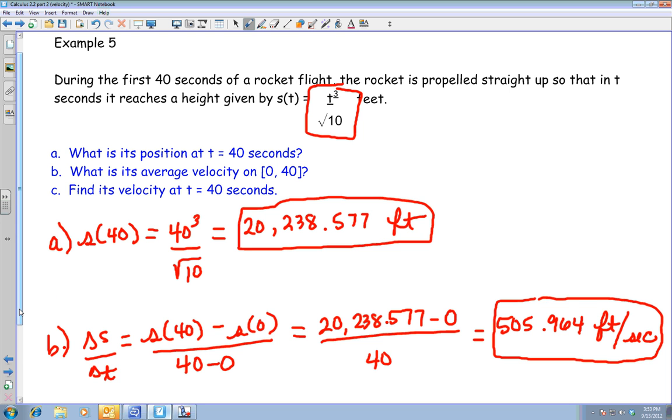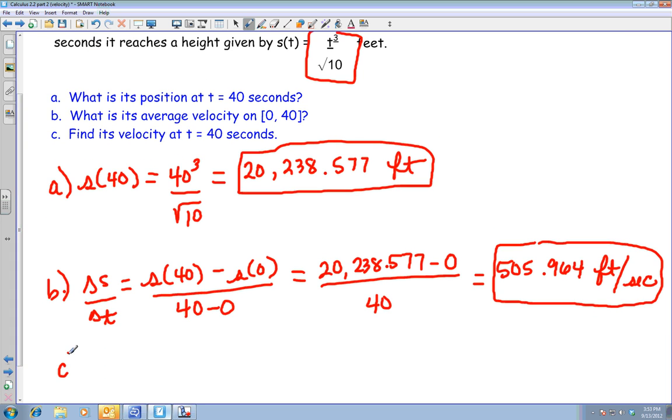Part C says, find its velocity at t equals 40. Problem is, I don't have a velocity equation, but I can get one by taking the derivative of this right here. So look, the power rule says bring down your exponent. My square root of 10 stays there, and I subtract 1 from my exponent. So that's my velocity equation.